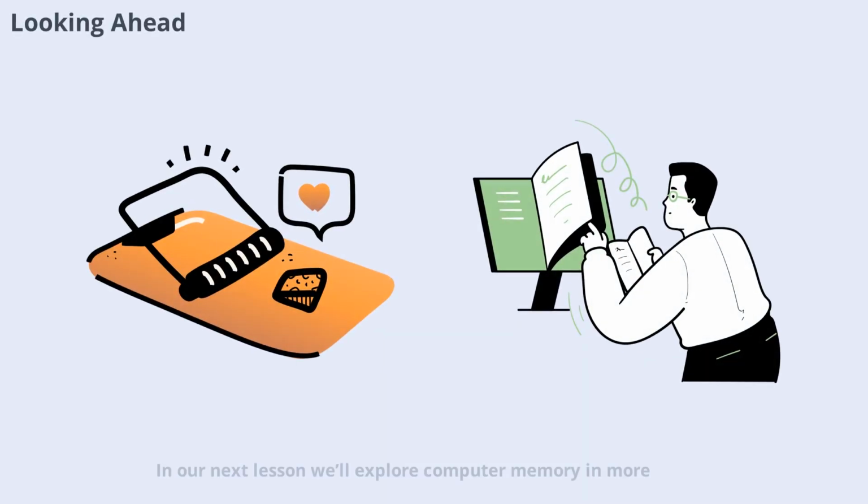In our next lesson, we'll explore computer memory in more detail and learn about its different types. Understanding RAM and ROM is just the beginning. There's so much more to discover about how computers store and use information. Stay tuned for Day 10, where we'll continue our journey into the world of computer memory.